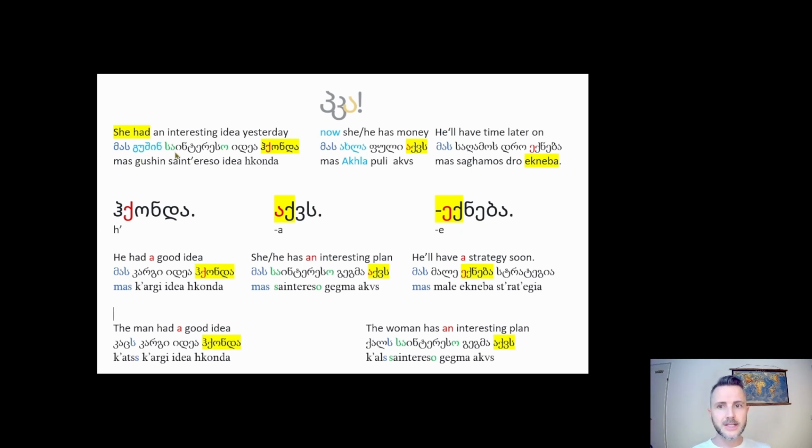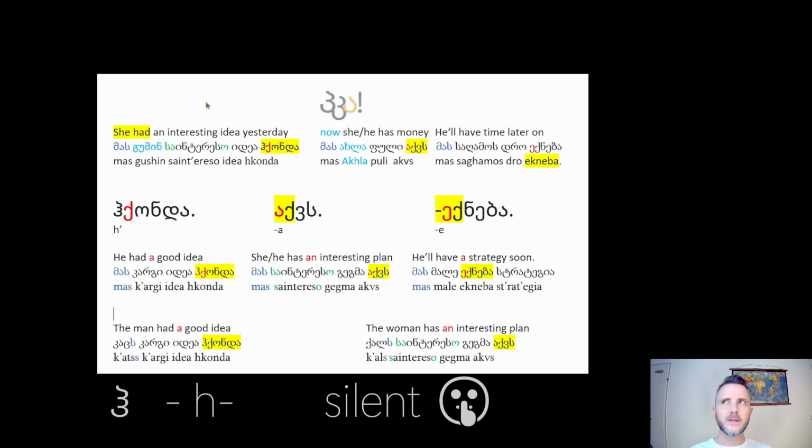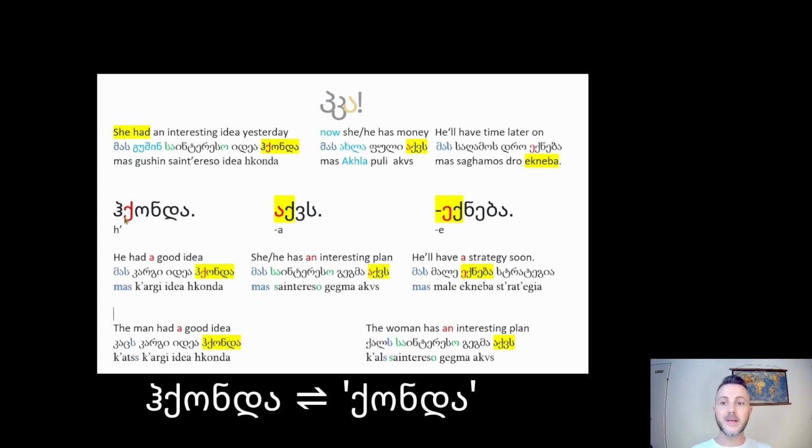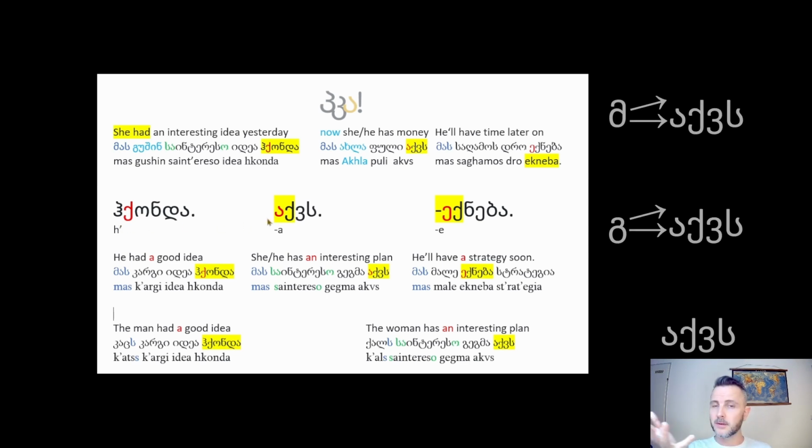Mas gushin sa intereso idea konda. Mas konda gushin sa intereso idea. Please note here that the h is almost never said. It is not entirely necessary in Georgian to use the h. Here we don't have an m from "max" or a g from "gax", from "I have, you have." It's just simply ax.